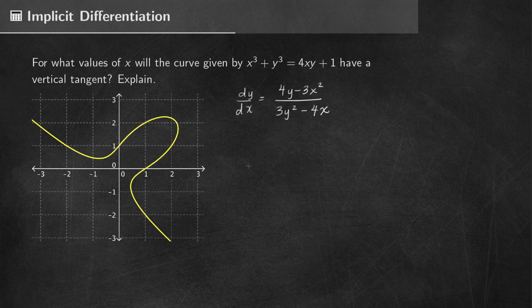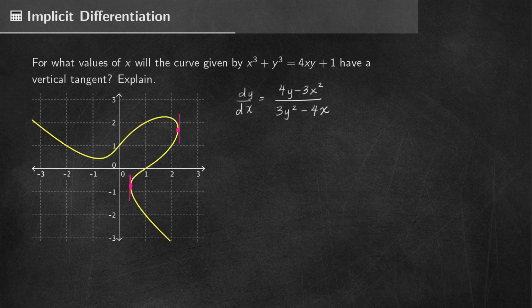Next, still working with the same equation, we want to find where the curve has a vertical tangent. Just looking at our graph, it looks like we have a vertical tangent right here, and then right about here.